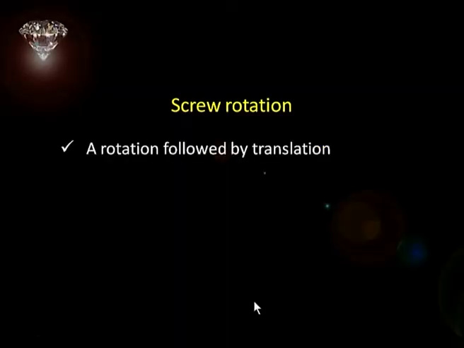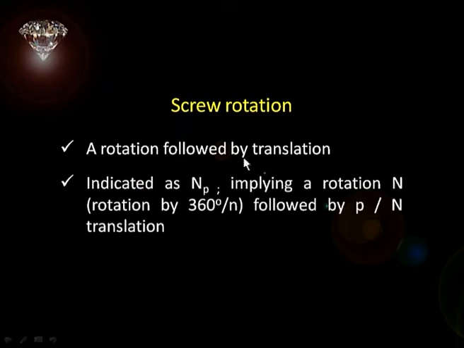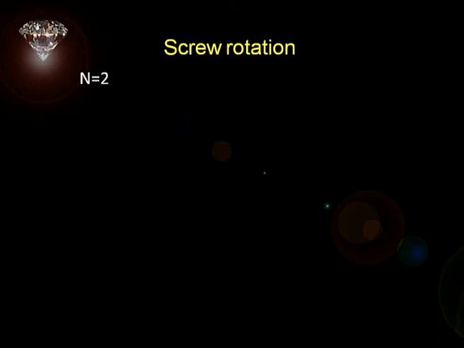Let us see what is screw rotation. Basically it is a rotation followed by translation, and it is typically indicated by a symbol like n_p, where it implies that we have a rotation of 360 degrees by n, followed by a translation of p by n, where p is a fraction of the repeat distance. We will elaborate further. Now, let us talk about different kinds of screw rotations.